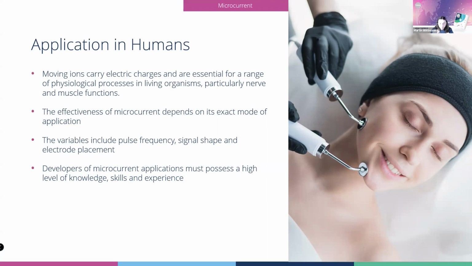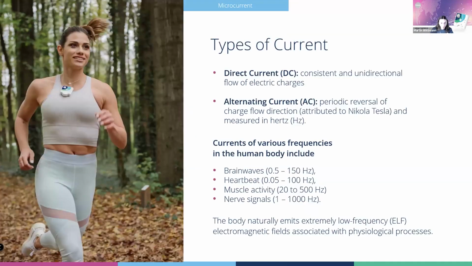As you have the pulse frequency, signal shape, and the electrode placement. Electrode placement, of course, is also very, very important. So the developers of such microcurrent applications must basically possess a high level of knowledge, skill, and experience to bring all those things together and create a program that actually is working. So now, what types of current are there?